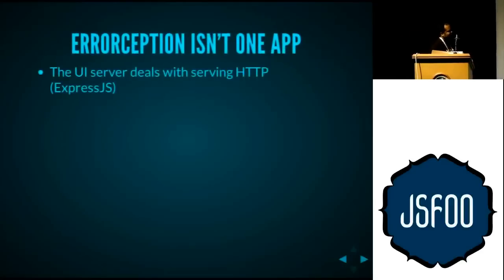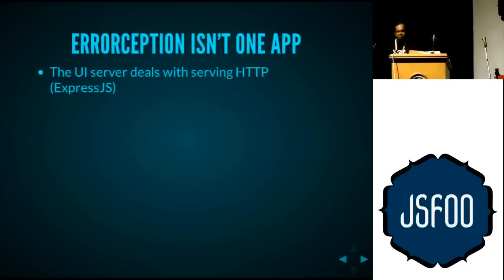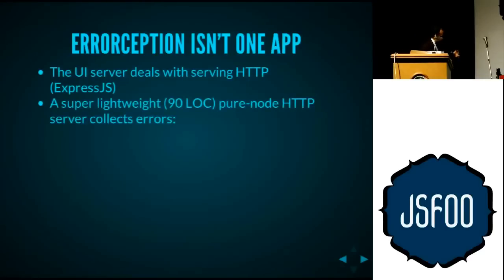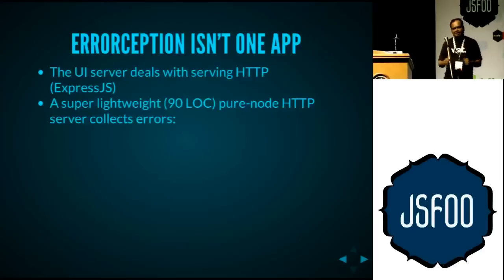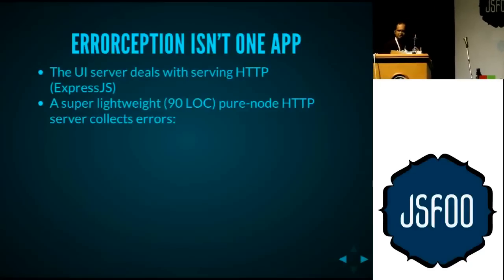So Errorception isn't just one site, obviously. It isn't just one app. It has the UI server, which is written in Express for those who are familiar with Node, which is basically dealing with everything to do with HTTP. I've got a simple, super lightweight, pure Node.js server that is actually collecting the errors. It's just 90 lines of code. It's very, very simple. All it does is take the error and dump it into Redis. That's it. As the error comes in, it takes it and dumps it into Redis. It uses cluster to create multiple instances of itself so that it is not a bottleneck.